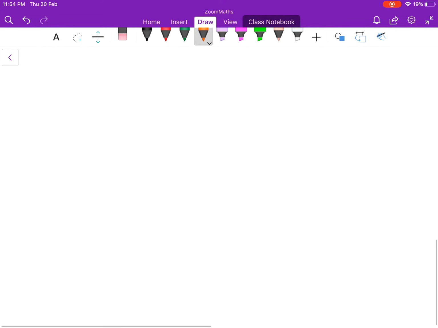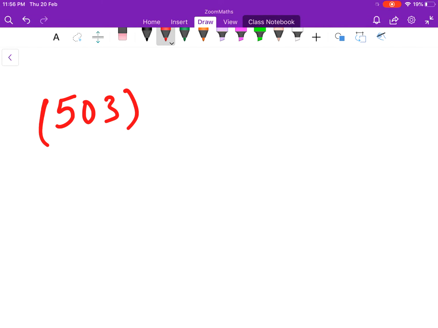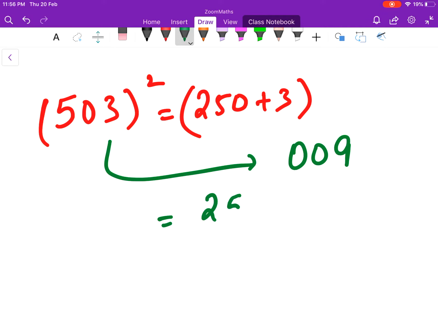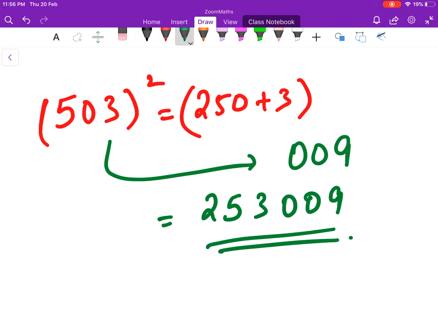Get started. Find out 3 square. The reference number is 250 plus 3, and then you write the value of 3 square, which is 009. So 250 plus 3 is 253, and 253,009 is your answer. In just one line, you could square a number in less than 3 seconds.